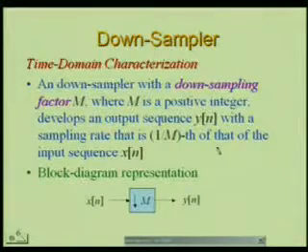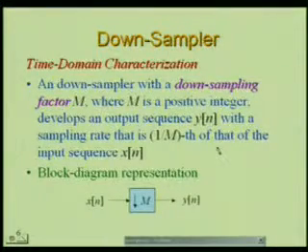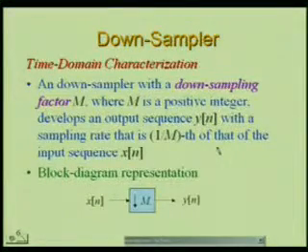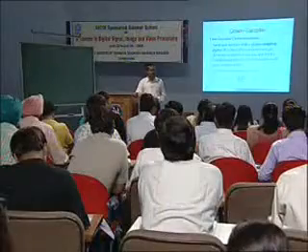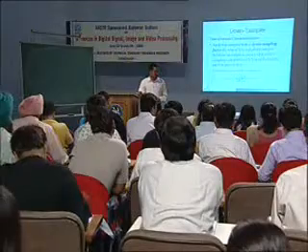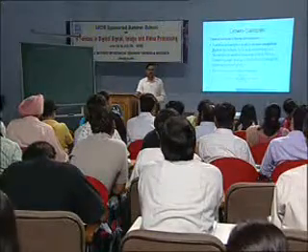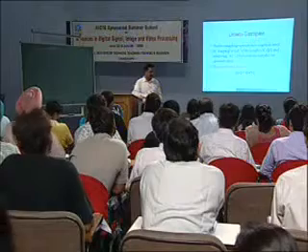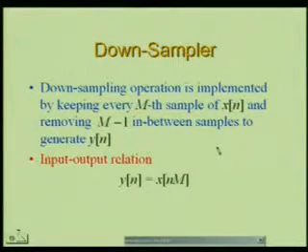The block diagram representation has been shown here. x[n] is the input sequence and capital M is the integer factor, or the downsampling factor. This downward arrow shows the downsampling of the input sequence x[n]. Let y[n] be the output sequence taken from the downsampler. The downsampling operation is implemented by keeping every Mth sample of x[n] and removing M minus 1 in-between samples to generate y[n].